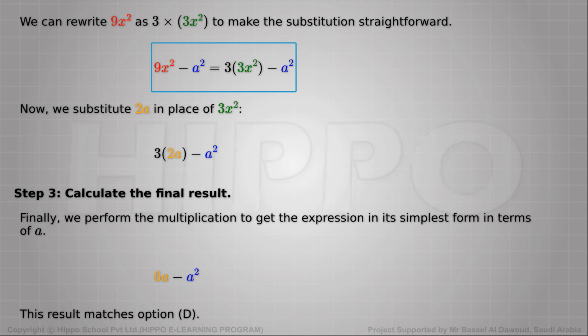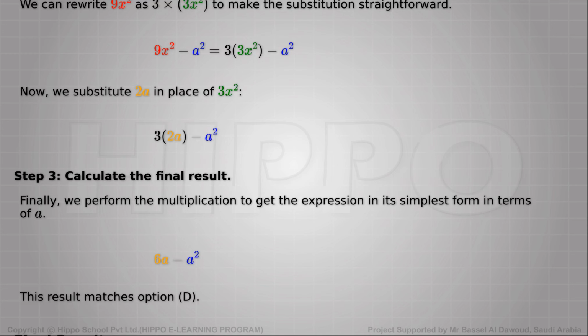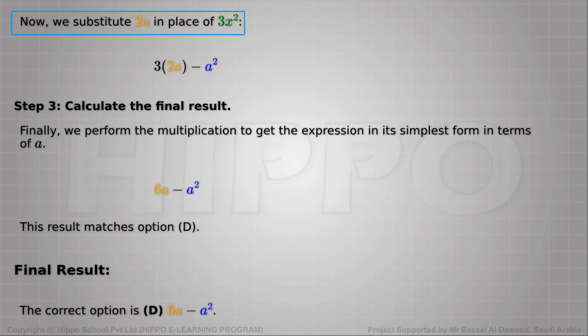Our expression is now written as 3 times (3x squared) minus a squared. Since we know that 3x squared is equal to 2a, we can now replace the 3x squared part of our expression with 2a. This gives us 3 times (2a) minus a squared. Notice that the x variable is now completely gone, which is exactly what we wanted to achieve.